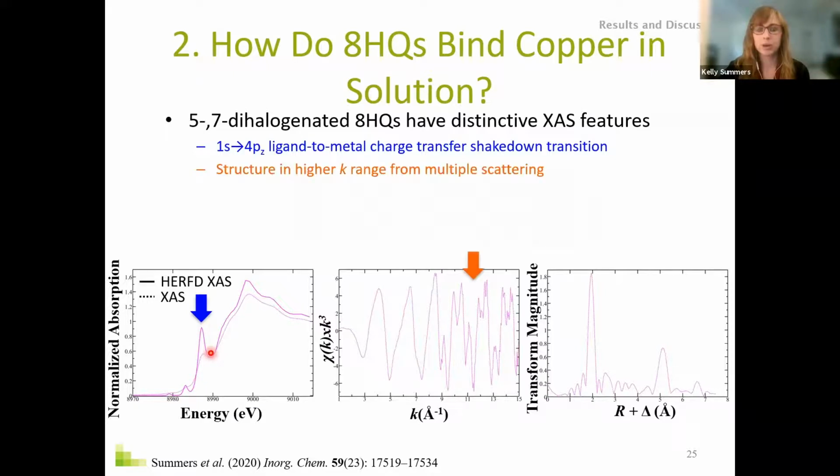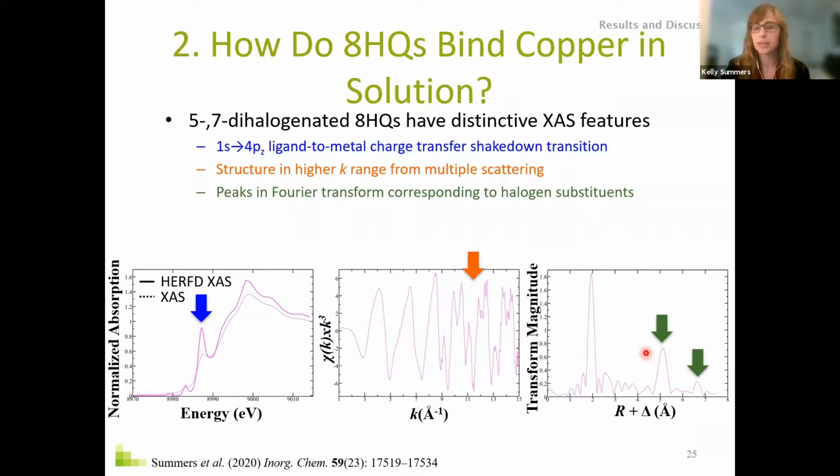These complexes also have structure in the higher K region, this sort of pattern that is from multiple scattering through the ring system and the halogens. They also have peaks in the Fourier transform that correspond to halogen substituents. So in clioquinol, this is the iodine substituent and this is the chlorine substituent. I should mention that it's fairly unusual to see peaks this far from your absorber, which in this case is the copper. I'll go into a little bit about how and why we're able to see that in these cases.